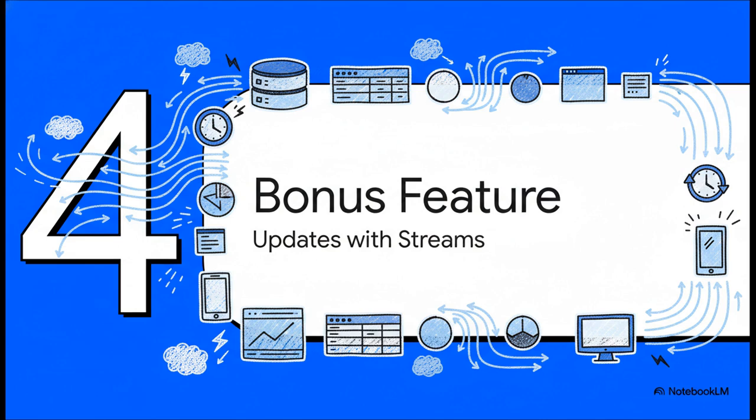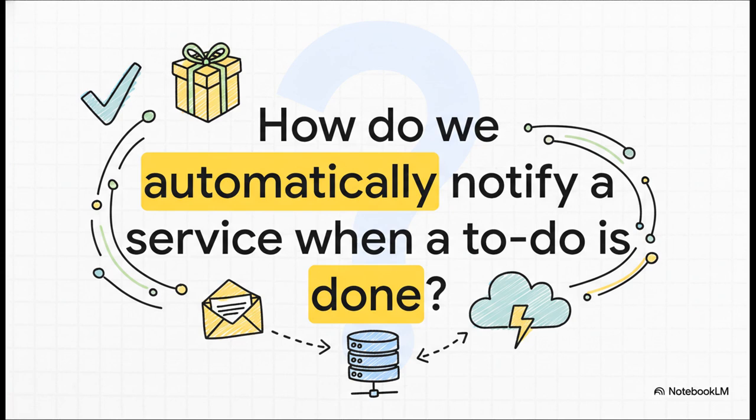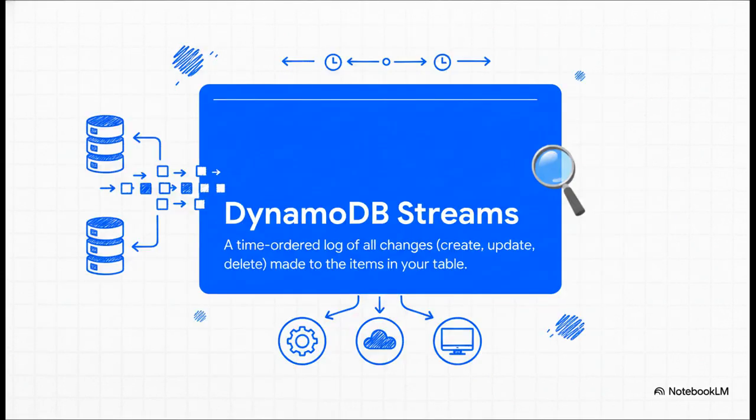All right, so we've totally nailed reading data efficiently, but what about when data changes? In modern apps, we often need to react to those changes in real time. And that's where this really cool feature called DynamoDB Streams comes in. Imagine another feature request comes in. Whenever a user marks a to-do as done, we need to automatically send them a little congratulatory email. Now, how can we trigger that logic automatically without having to cram it into our main application code? The answer is DynamoDB Streams.